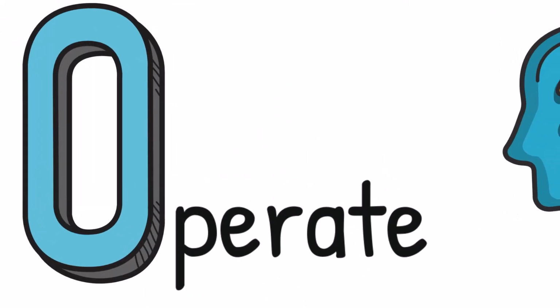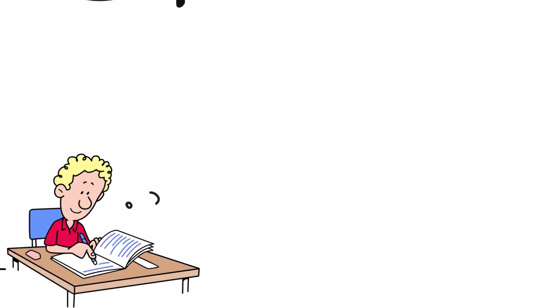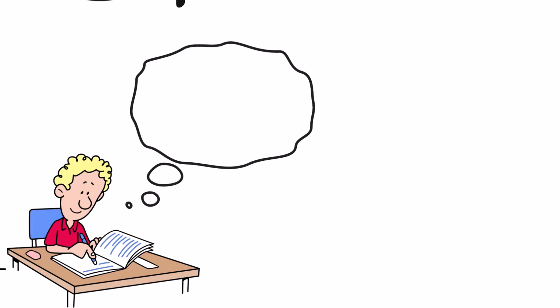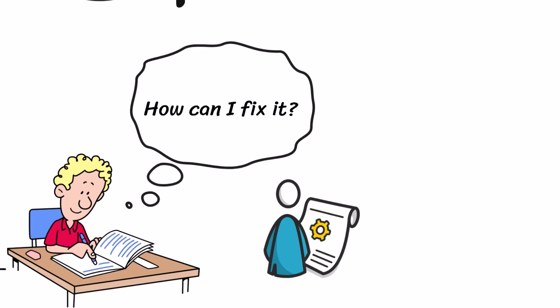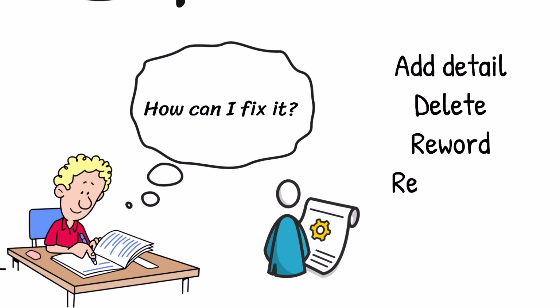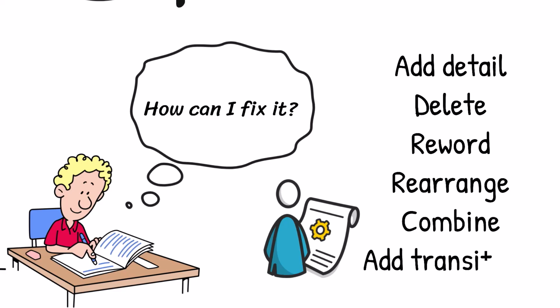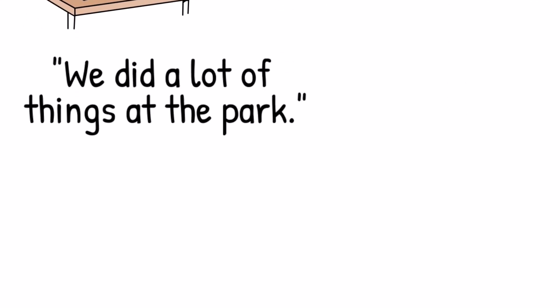The final step is operate. After identifying the problem, students ask, "How can I fix it?" In this step, students apply a revision strategy to improve the sentence. Some common revision techniques include adding detail, deleting unnecessary words, rewording for clarity, rearranging sentence parts, combining or breaking up sentences, and adding transitions. Example, original sentence, "We did a lot of things at the park."